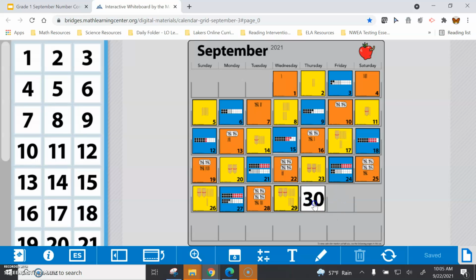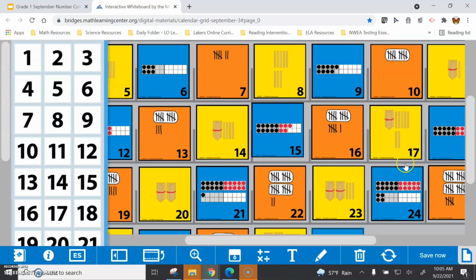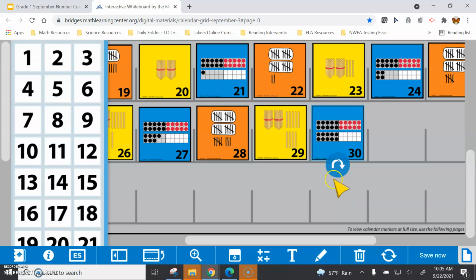What do you think will be on this last card for this last day in September? Will it be tally marks, popsicle sticks, or a number frame? Let's find out. Dun, dun, dun. It is a number frame. Oh, wow.